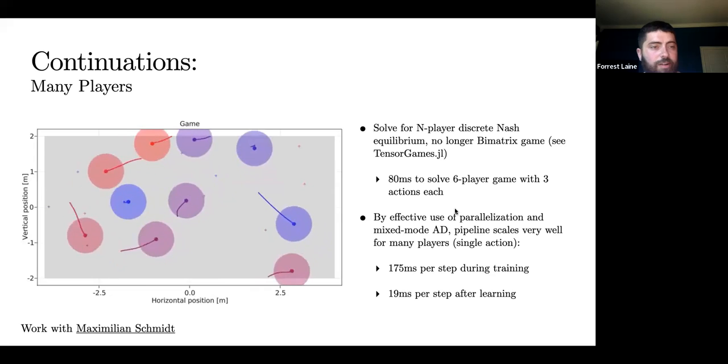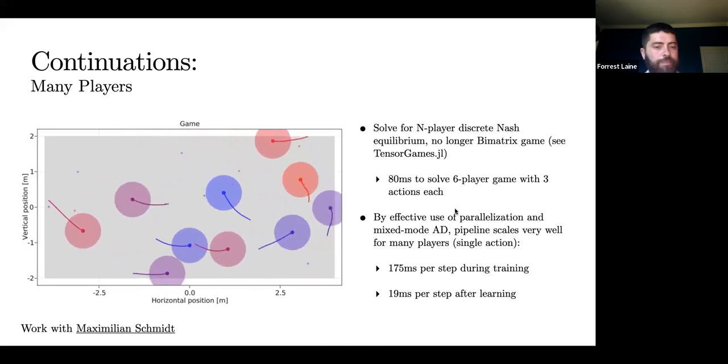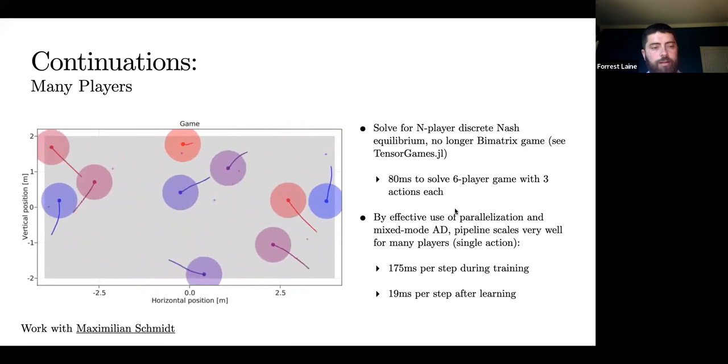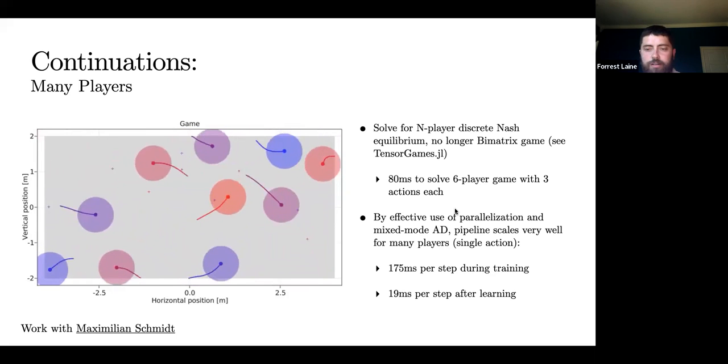So again, this is the behavior of all of these agents, which are trying to go to their own goals while avoiding colliding with anybody else. This behavior was generated after only, again, I think 1,000 training steps. So you can get some really nice interactive behavior that pops out very quickly from this type of learning.